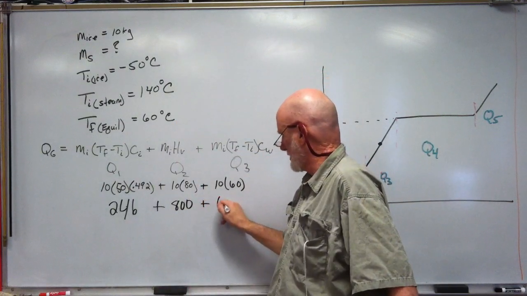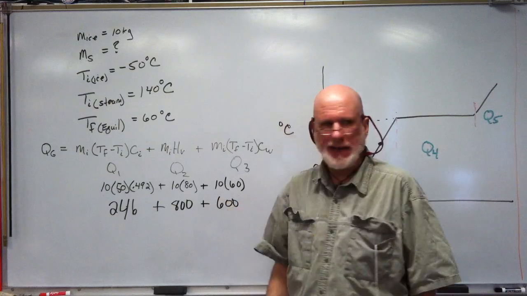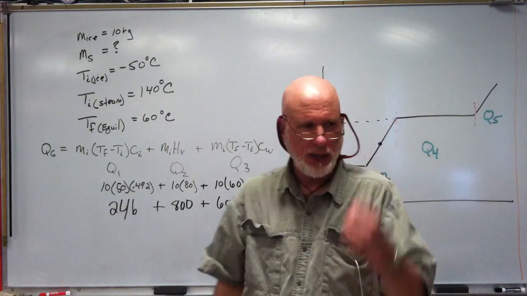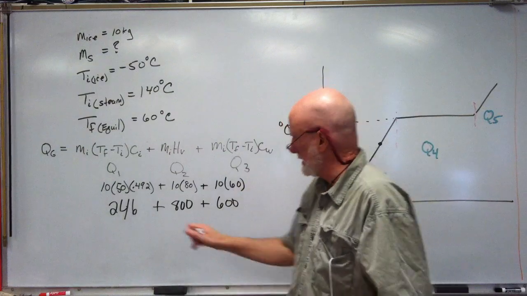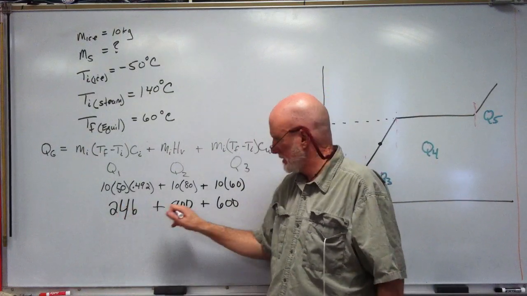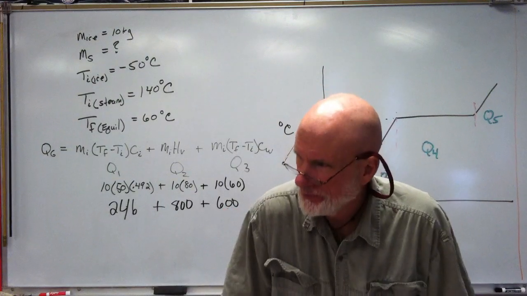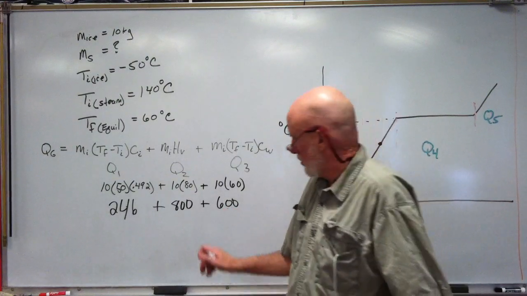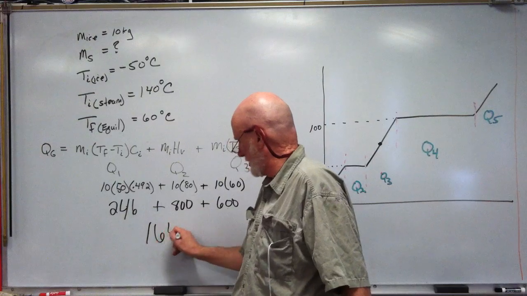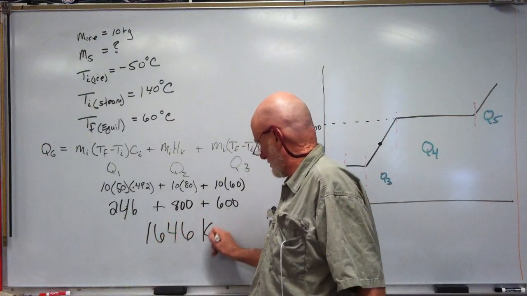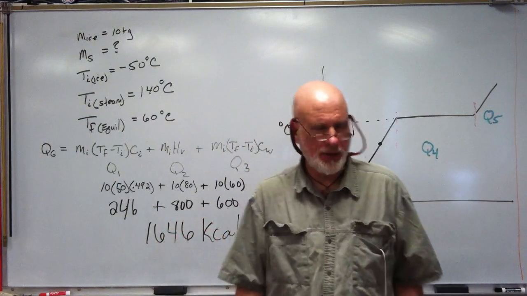And this is going to be 600. So right away, now we know Q gained is 246 plus 800 plus 600. What is that? 1,646 kcal, kilocalories. Are we there?